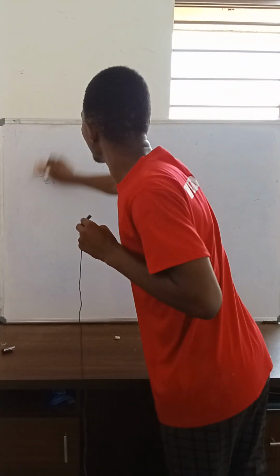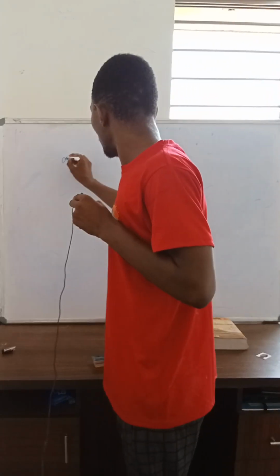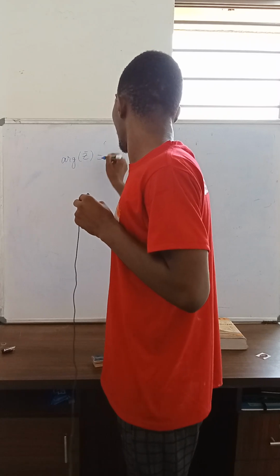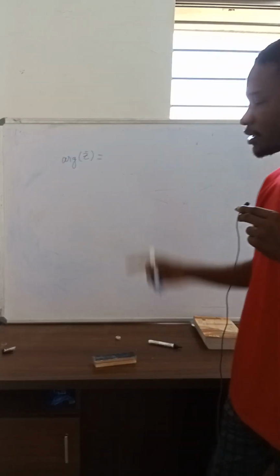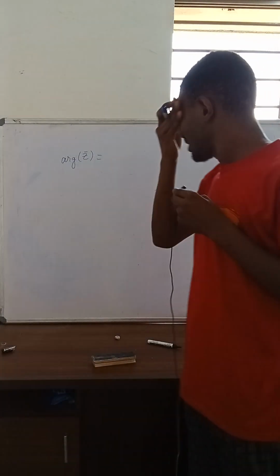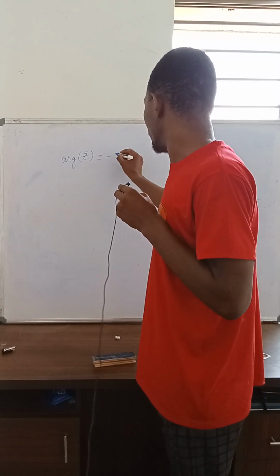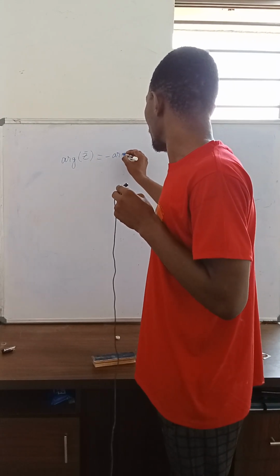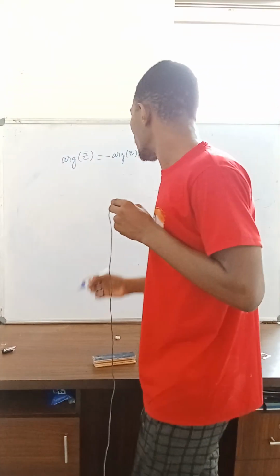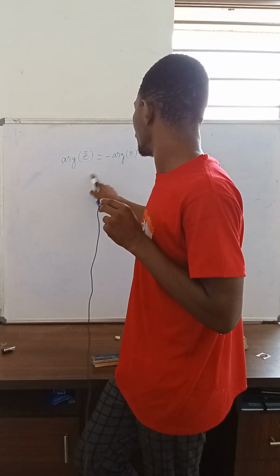So again, what will be now the argument of the conjugated theta, the negative conjugated one? Okay, how to find this? They said that the argument of the conjugate of this one is equal to minus the argument of z. Now let us see whether this is true or false.